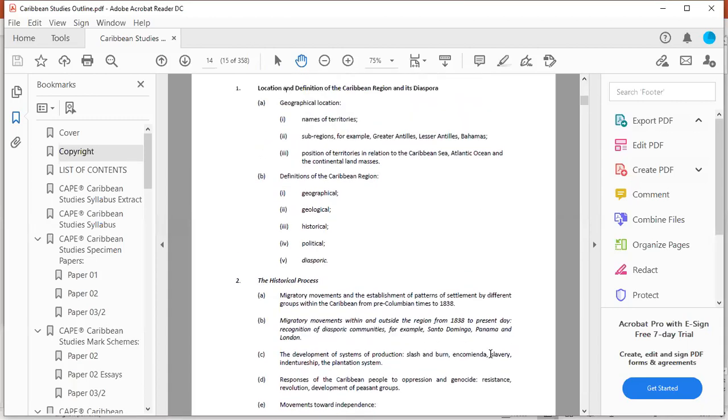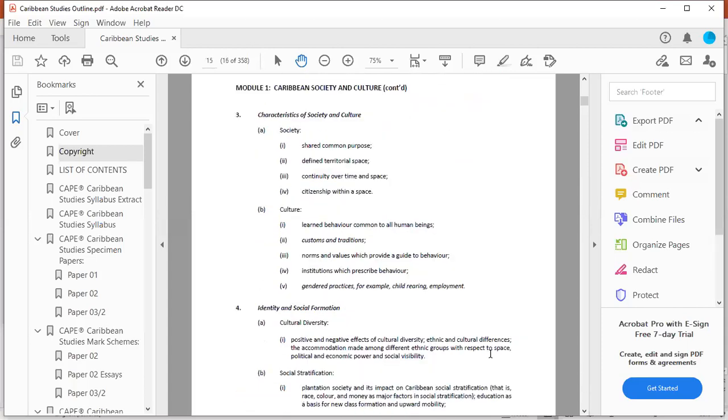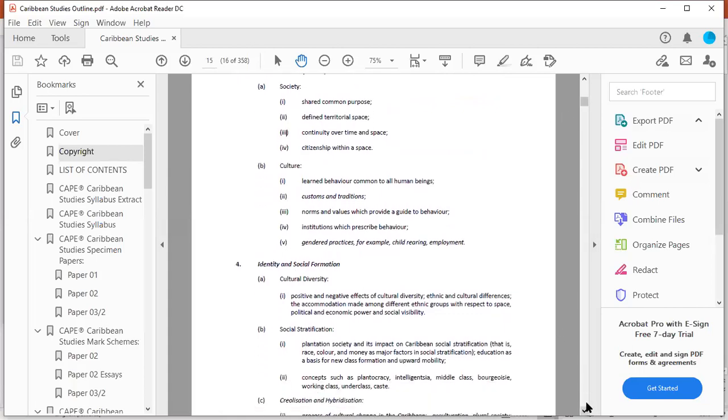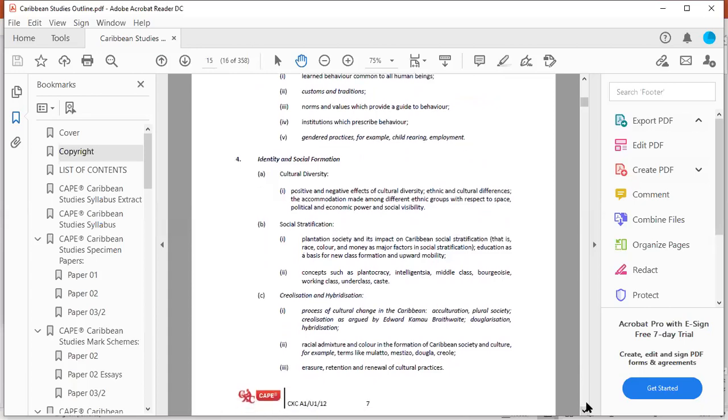We're going to finish 1 and 2, and then we are going to continue with this identity and social formation. I believe, I'm not so sure, but usually when we have a face-to-face class, we have much more discussions taking place, so it takes a longer time to finish a topic.